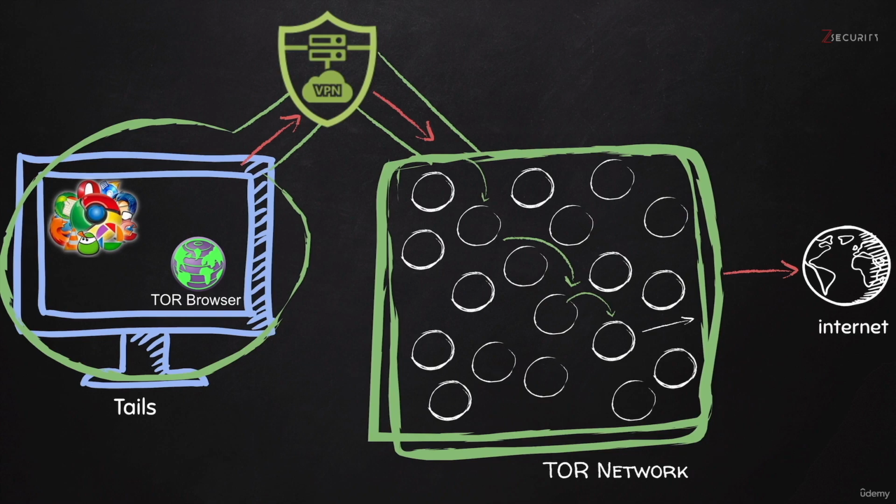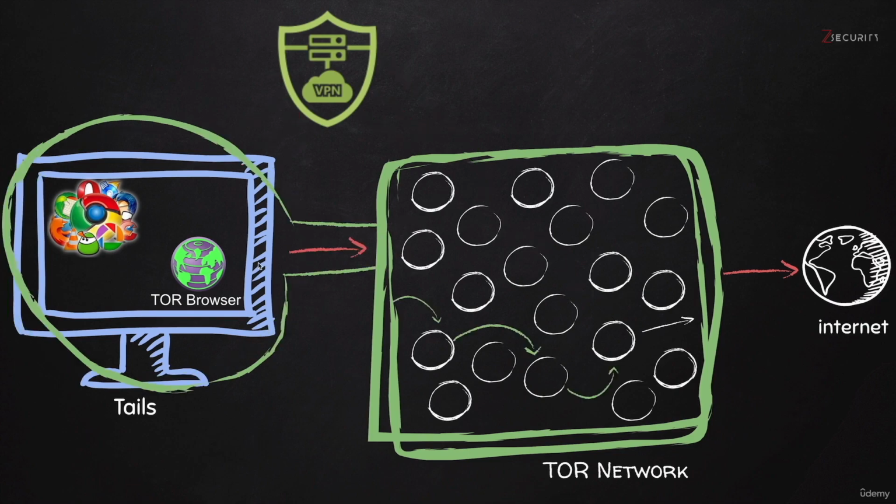We want our computer to be configured in a way that it forces all traffic through the VPN server. If you want to go back to the previous configuration where traffic is forced through the Tor network directly, all you have to do is simply restart Tails. Tails is amnesic. All of these configurations will disappear and you will be connecting to the Tor network directly as usual.